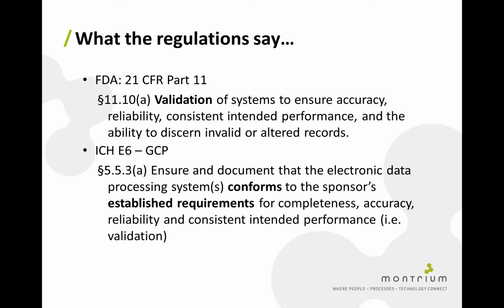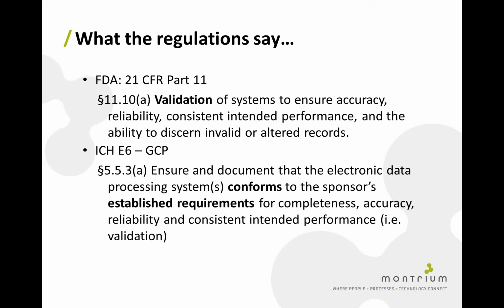Now, in terms of regulations, obviously the primary regulation within our industry is 21 CFR Part 11 when it comes to systems management within the context of electronic records and electronic signatures. And section 11.10(a) clearly states that there's a requirement for validation of systems to ensure accuracy, reliability, consistent intended performance, and the ability to discern invalid or altered records.